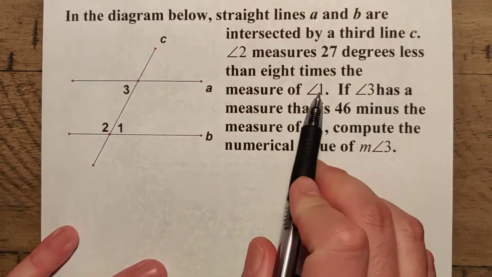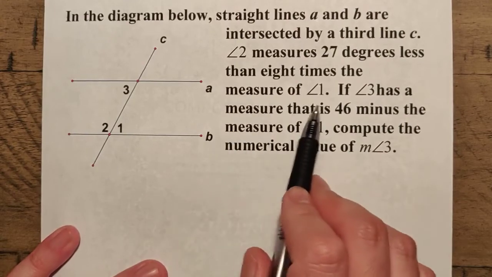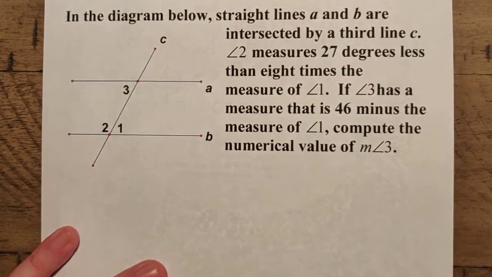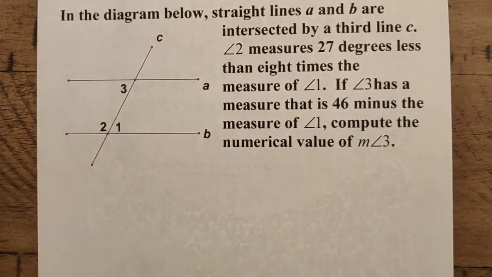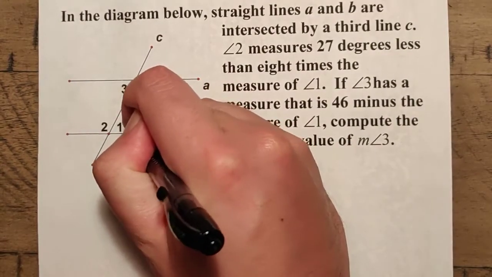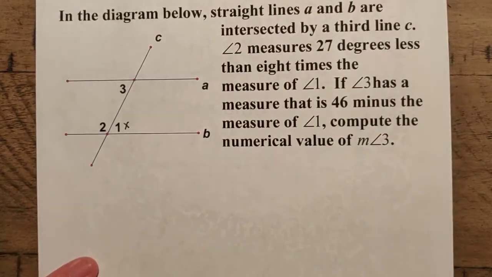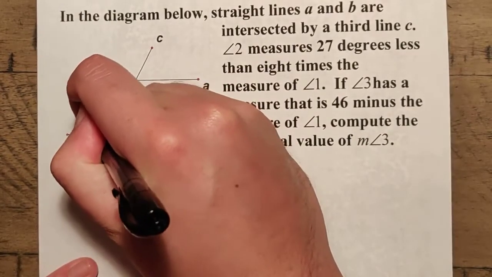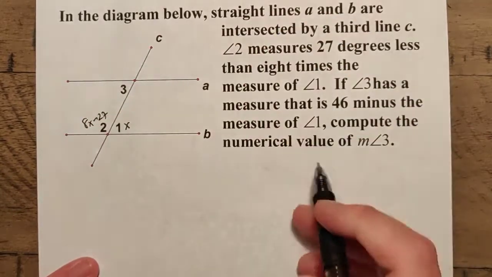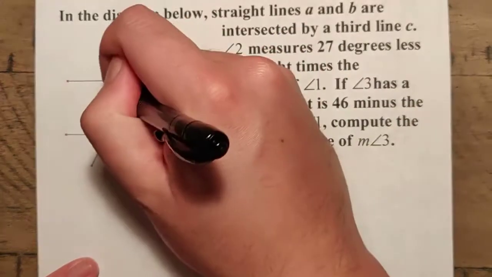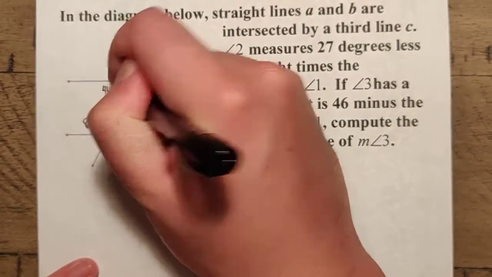We note that in this situation, all of these are expressed in terms of angle 1. So it's a good idea for us to go ahead and write that out. Let's let angle 1 be x. Angle 2 is 27 less than 8 times the measure of angle 1, so that means angle 2 is 8x minus 27. And angle 3 here is 46 minus angle 1, so it's 46 minus x.